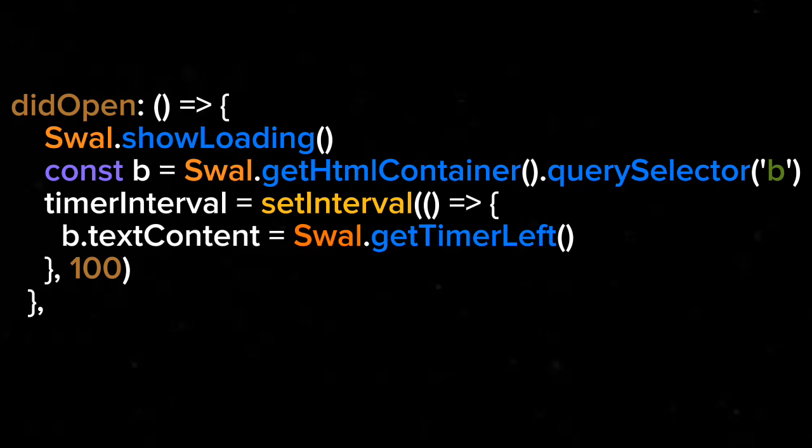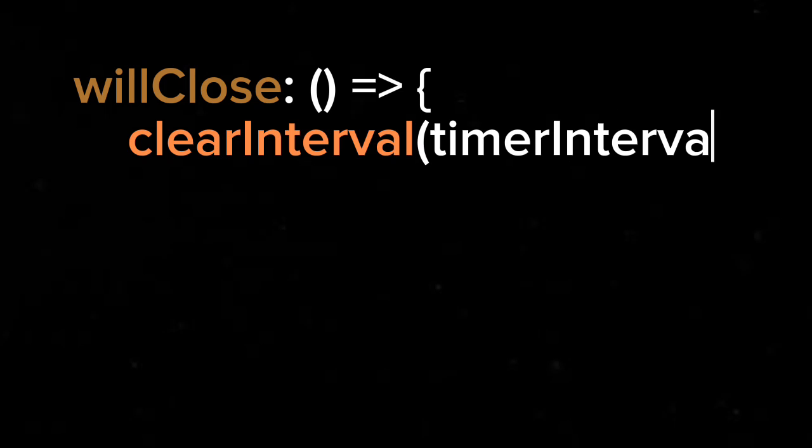This task updates the text content of the b element with the remaining time left until the alert is closed. We use SweetAlert.getTimerLeft to get the remaining time from SweetAlert2. The interval is set to run every 100 milliseconds, which means the timer will be updated 10 times per second. The willClose property takes another callback function that is executed just before the alert is closed. In this function, we clear the interval using clearInterval, timerInterval, to stop updating the timer.